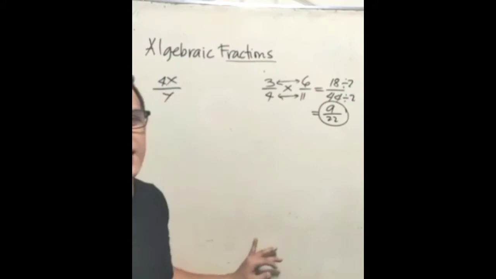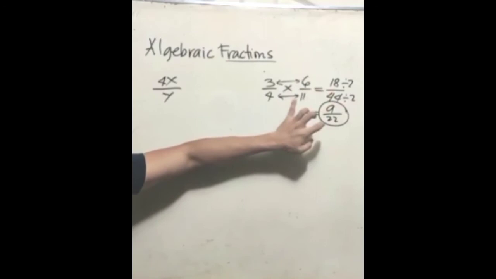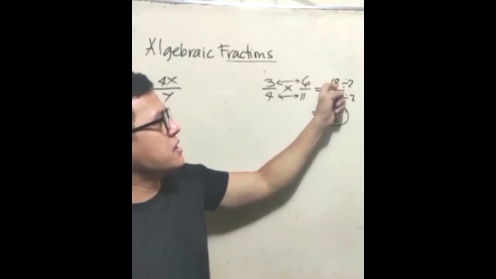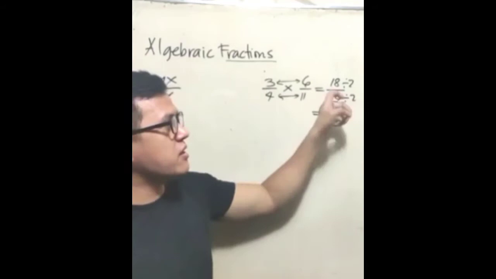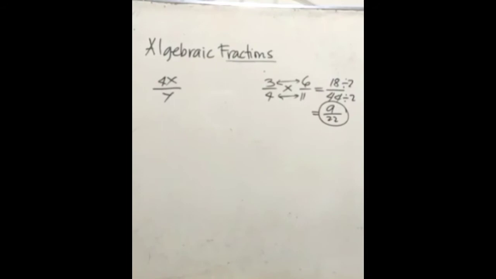Okay? Multiplying fractions, you just have to multiply the numerator, and then denominator, that's it. Now, you always have to check if the answer, like this one, 18 and 44, have a common factor or not. If there is a common factor, divide nyo yung common factor na yun para maano nyo sa lowest term yung fraction. Okay? So, ganun lang po siya.